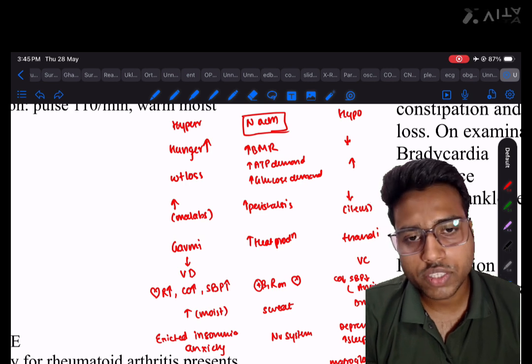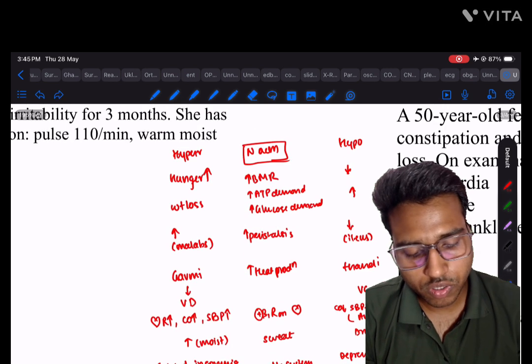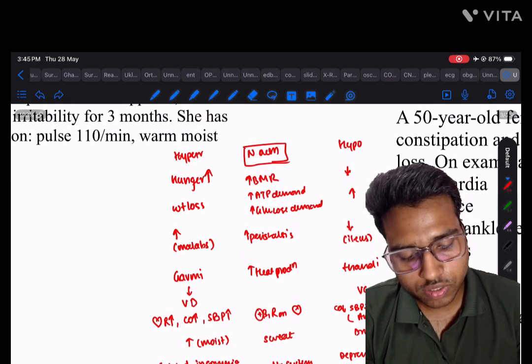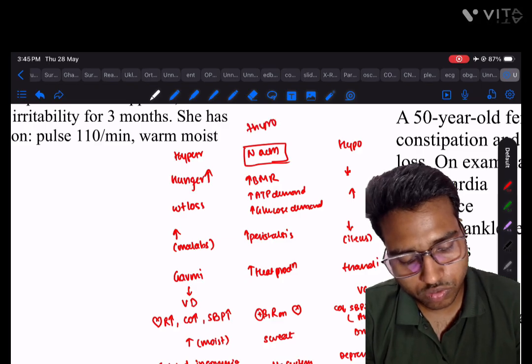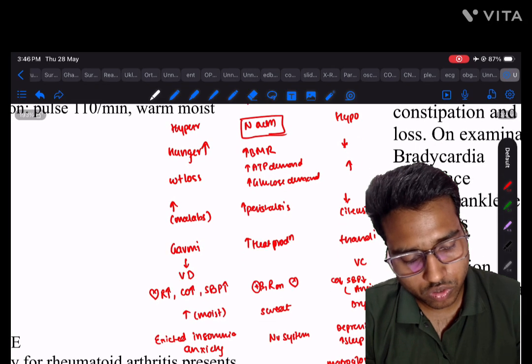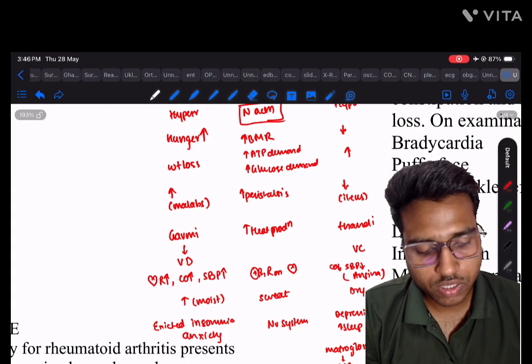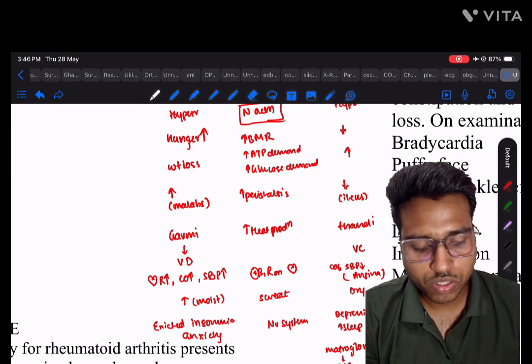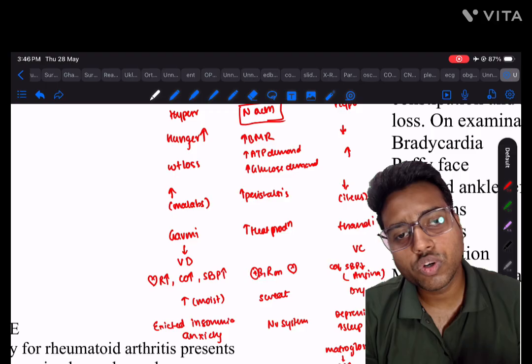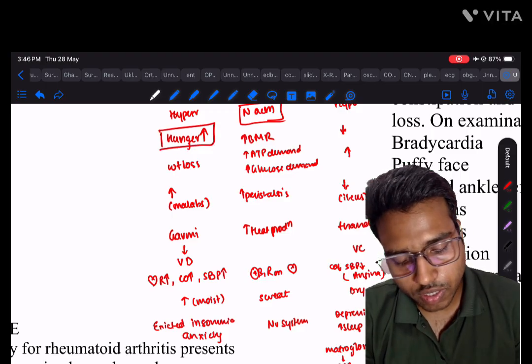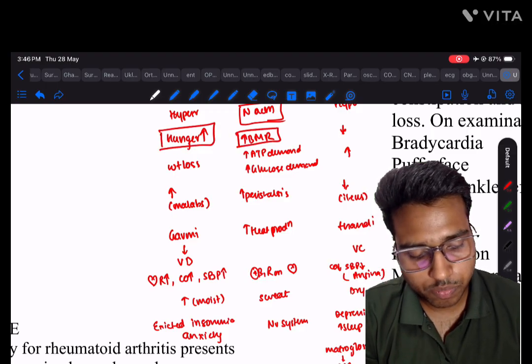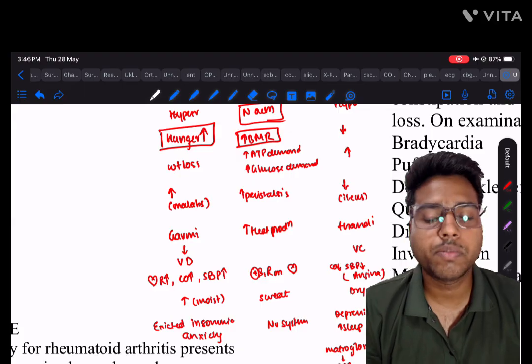So normal action of the hyper and hypothyroidism we have to see. What is the normal action of the thyroid hormones? You know thyroid hormones, okay. So what are the normal actions? Normally T3 T4 causes increase in BMR. So if there is more of the T3 T4 hormone, there will be a rise in hunger, okay. BMR will increase, basic metabolic rate will increase, so hunger will also increase.